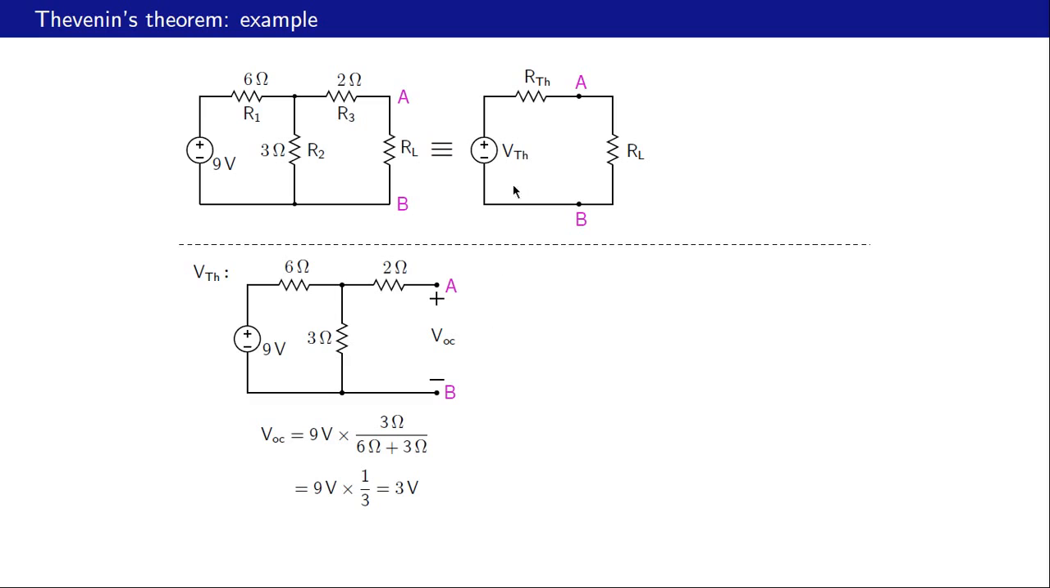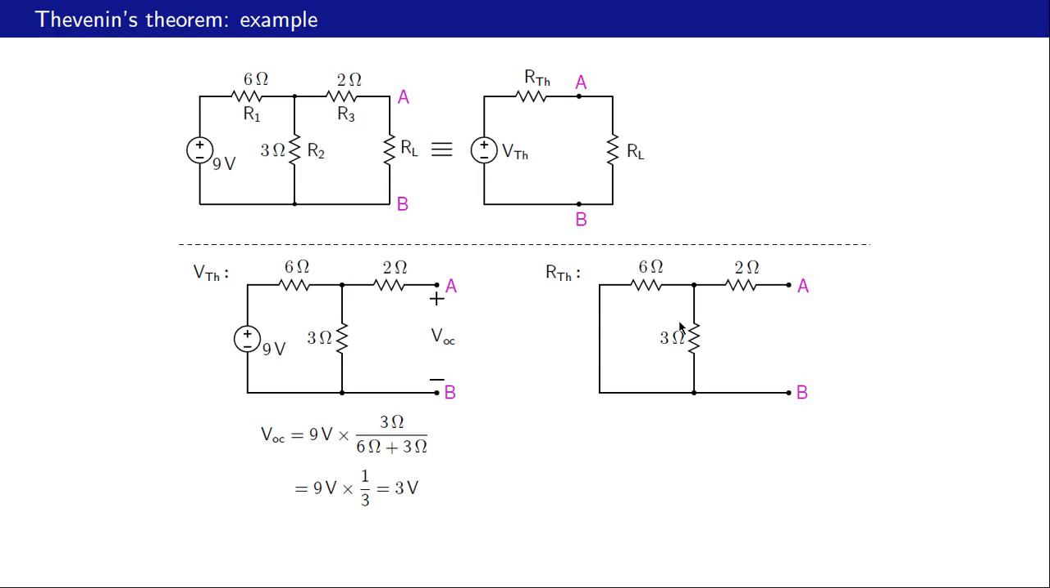Next, let us find RTH. And how do we do that? In the original circuit, we deactivate the independent sources. In this case, there is only one independent source, that's a voltage source. So we short it, and then we look from this port AB. And this is what we see from AB.